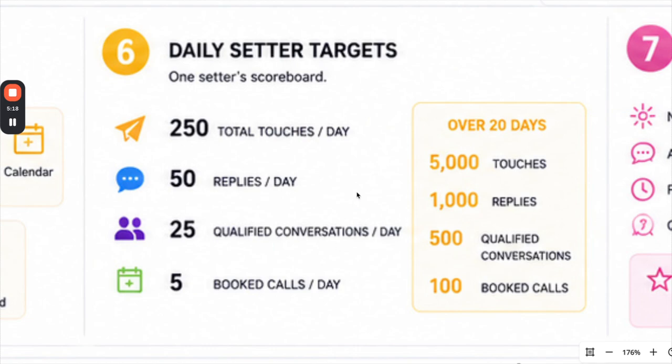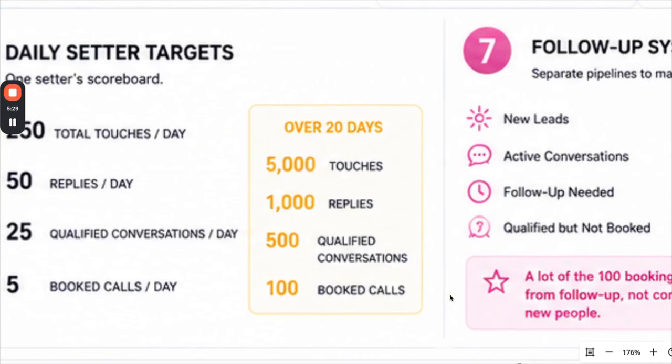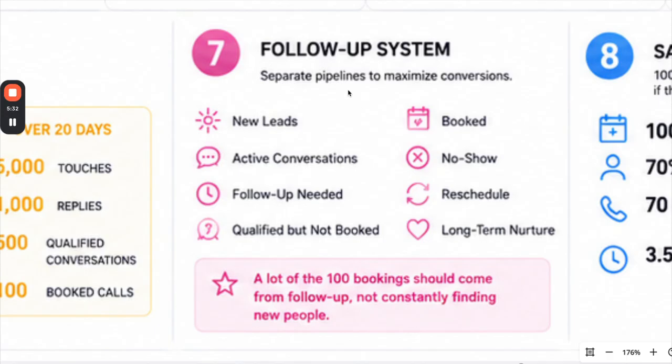If you have a good CRM, you should be managing all your numbers and teach your setter to do it too. So over 20 days, you're going to reach out to 5,000 people, 1,000 replies you should get, 500 qualified conversations, and 100 booked calls. So the follow-up system would be separate pipelines to maximize conversions: new leads, active conversations, follow-up needed, qualified but not booked, booked, no-show, reschedule, long-term nurture. These are the categories you're going to have in your CRM, in your pipeline, to put people into, right? A lot of the 100 bookings should come from follow-up, not constantly finding new people.